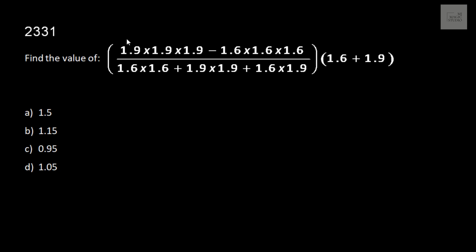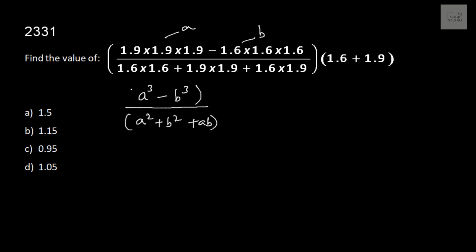Again a question from simplification, but if you look, majority of the time these are identity type questions. It is 1.9 cubed minus 1.6 cubed. Let me write this as a cubed, this will be b cubed. a is 1.9 and b is 1.6. In the denominator I can see this is b squared, this is a squared. So we have a squared plus b squared plus ab, and this is a plus b or b plus a, whatever you want to write. So a cubed minus b cubed is a minus b into a squared plus b squared plus ab.